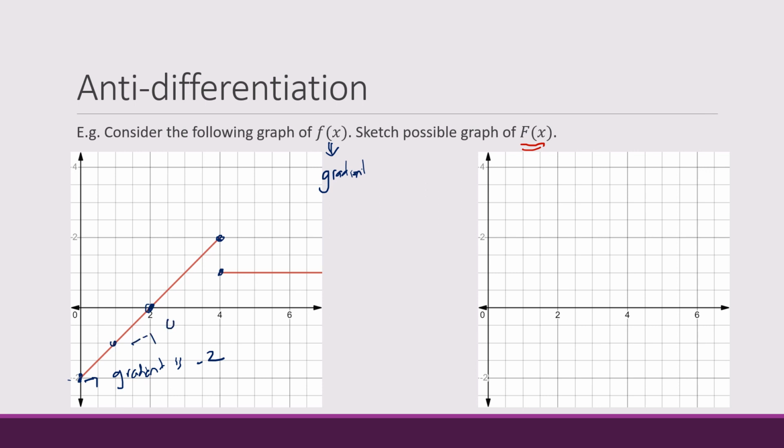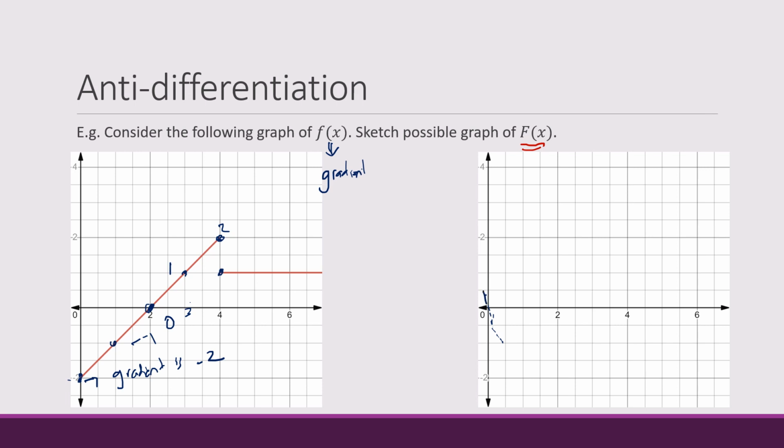Here at 2, the gradient is 0. Here at 1, the gradient is 1. Also at 3, the gradient's 1. Then at 4, the gradient is 2 again. So let's consider what that means here. At our graph, it's going to start off with a gradient of 2, which will be sort of down to there.